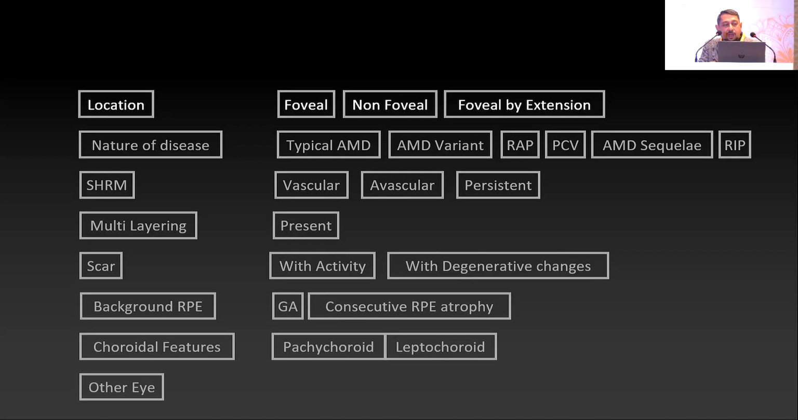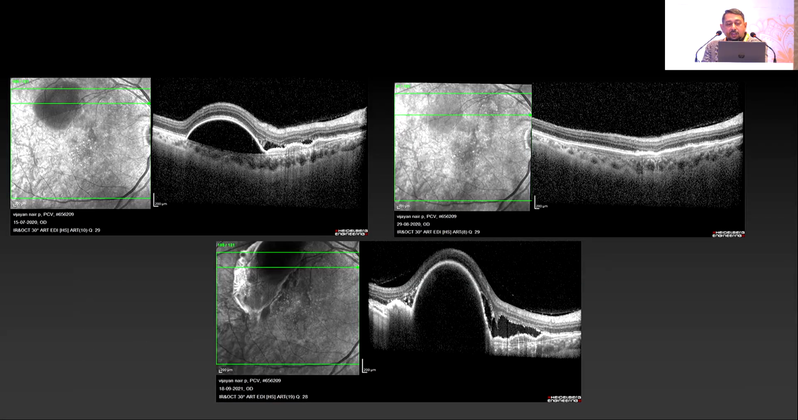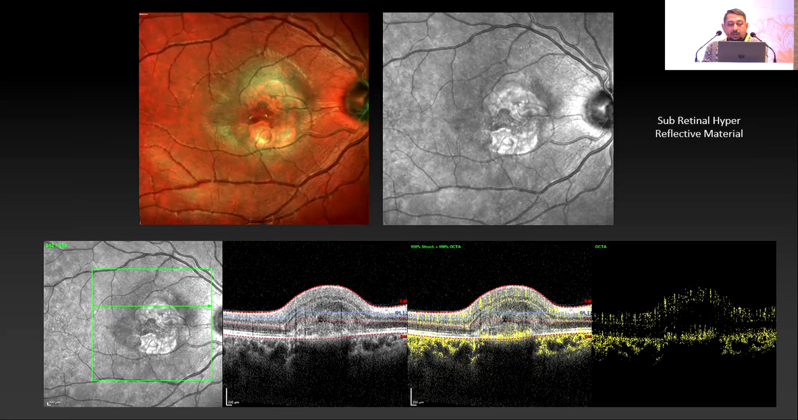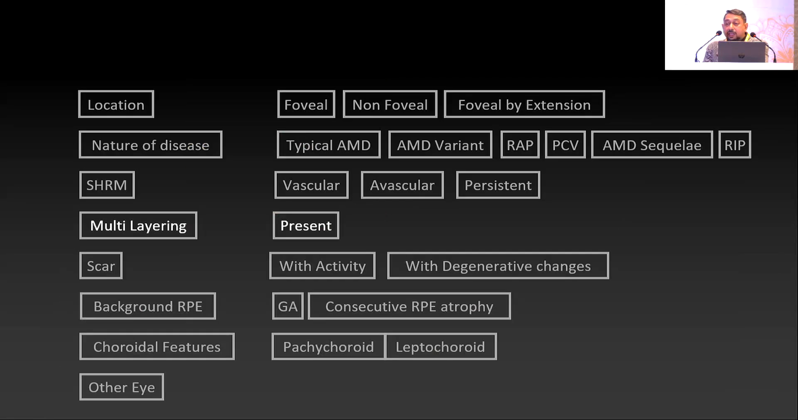Again, as I said, what evaluates a prognosis is whether your location is foveal, non-foveal, or foveal by extension, and the nature of the disease, whether it's a typical AMD or a variant of AMD with different modalities. If you see SHRM and it is vascularized, you can expect a poorer prognosis and the formation of more scarring. The presence of multi-layering is a good prognostic sign. The patients with multi-layering do not rip and do not bleed massively.